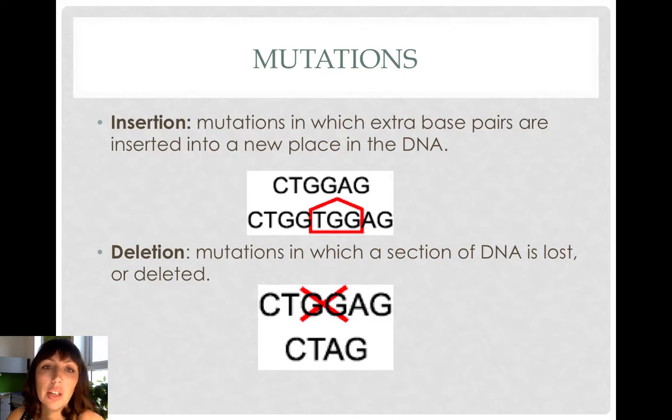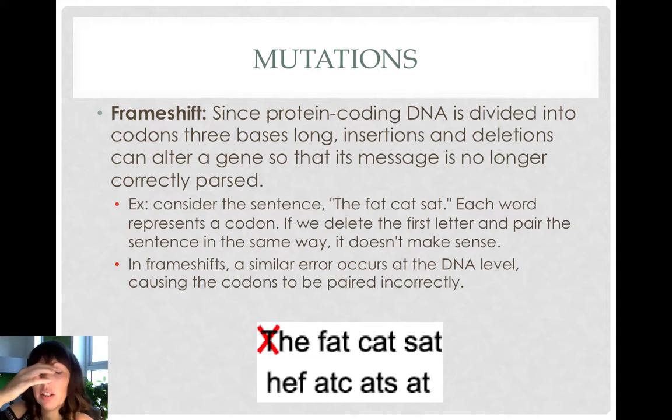Okay, another is insertion. Insertions are mutations in which extra base pairs are inserted into a new place in the DNA. And as you can see in this model, and as you can imagine, inserting a codon changes every codon from the point where it's added on. A deletion does the same thing. It's where a codon is lost. And it could be one codon or 2 codons, but either way, it changes the rest of the codons after it.